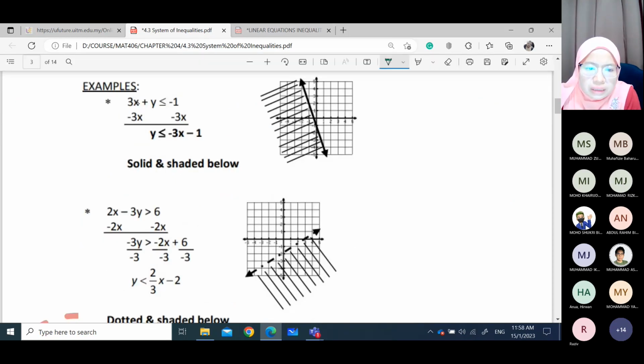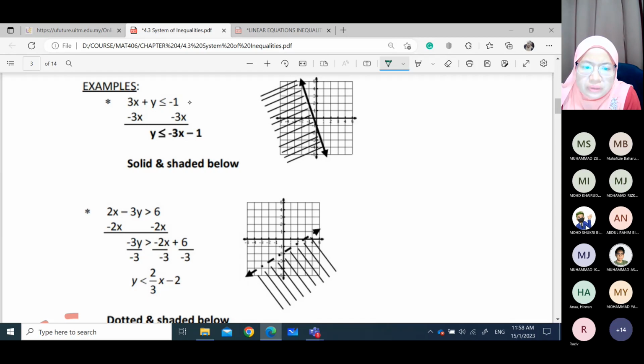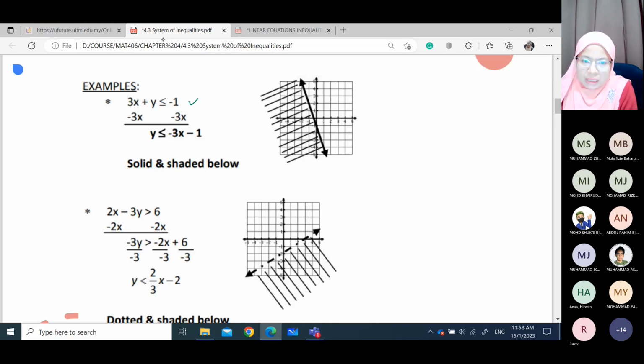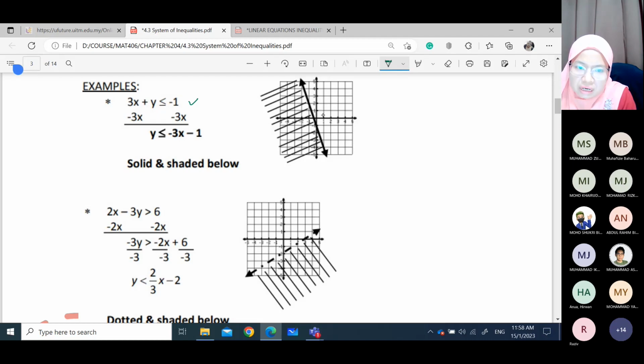Right, so in this example, we have 3x plus y less than or equal to negative 1. Okay, so yang ini, macam mana kita nak selesaikan untuk inequalities ni? First, kita kena draw the graph. Okay, so based on this one, we have 3x plus y, which is equivalent with negative 1. So, the graph is based on y equal to negative 1 minus 3x. Okay, so we need to plot the point and then kita buat graph dia.